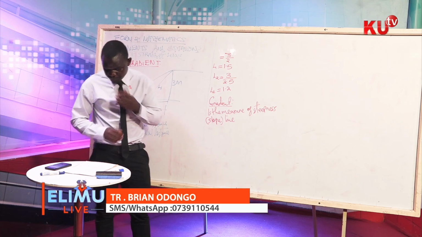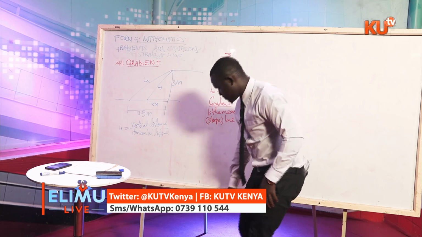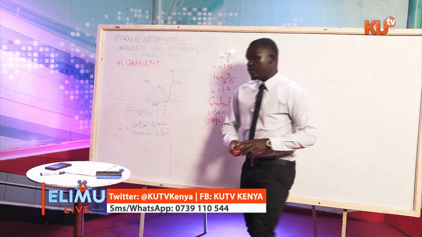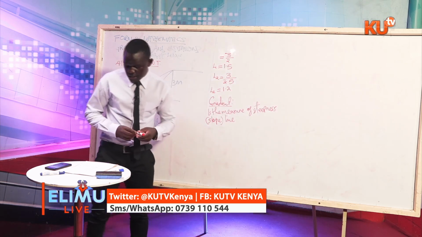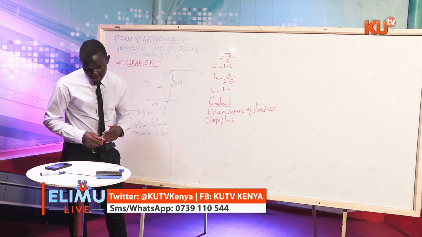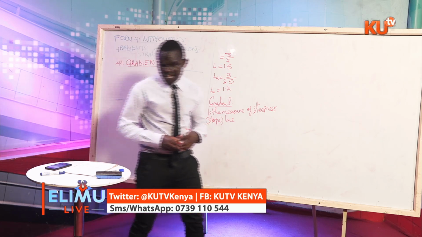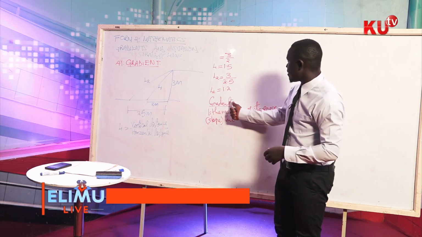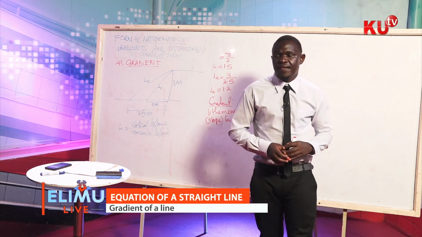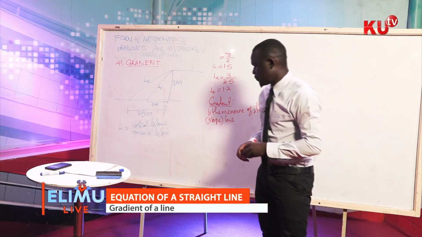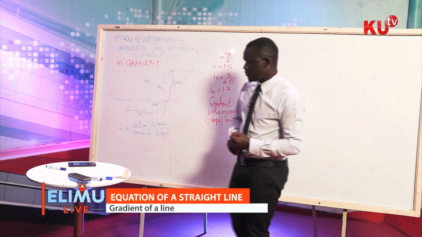Now, before we dive into an example, let's have this analogy that gradients of straight lines are determined in the same way as we've determined these measurements, that is the 1.5 and the 1.2.